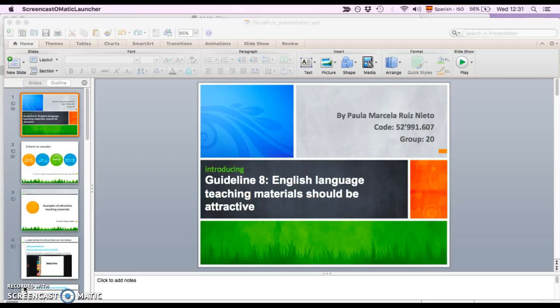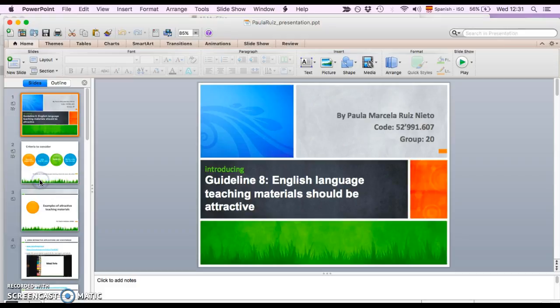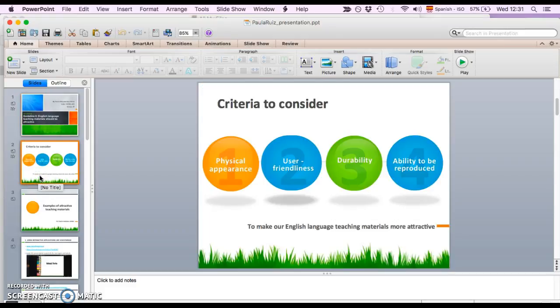I am part of the SEAT of Chiquinquirá, Boyacá, and today I'm going to talk about how and why English language teaching materials should be attractive. I have summarized some criteria to take into account and to consider while designing new materials.